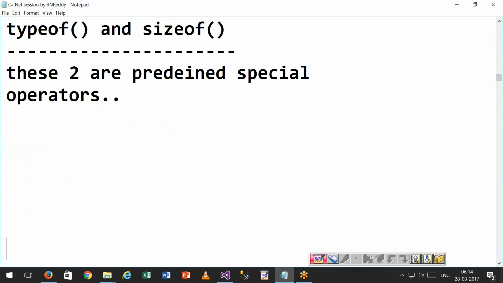These two are predefined special operators. Which are, guys? typeof and sizeof. Typeof will return.